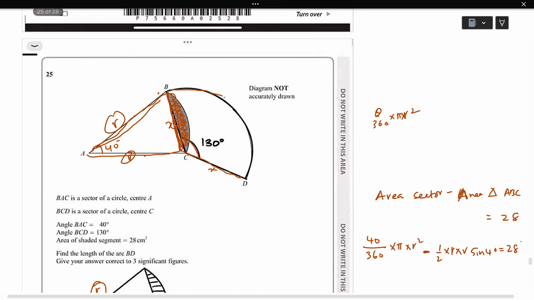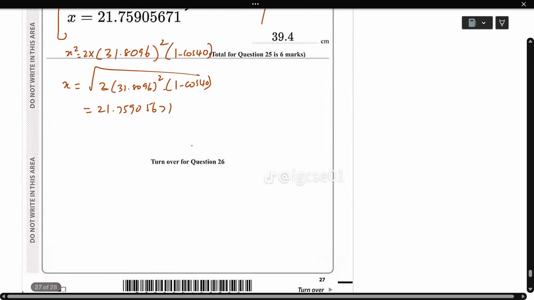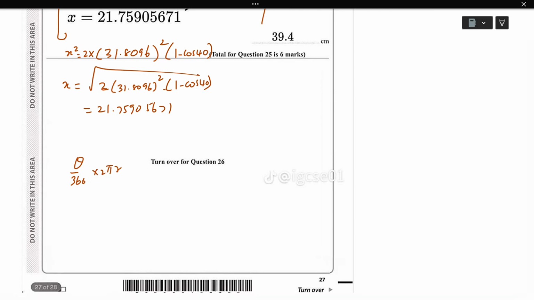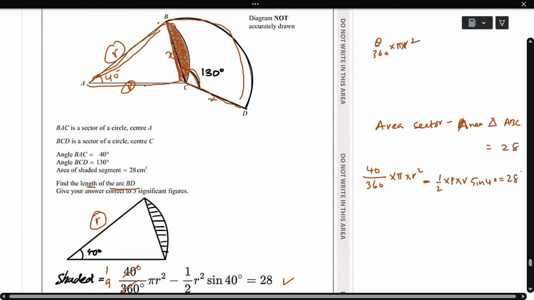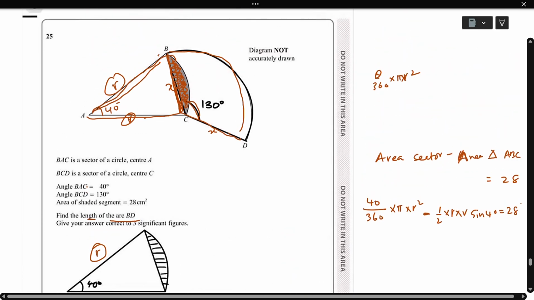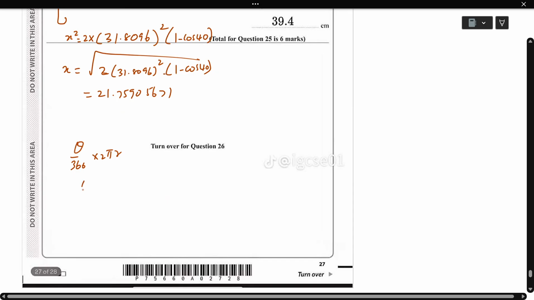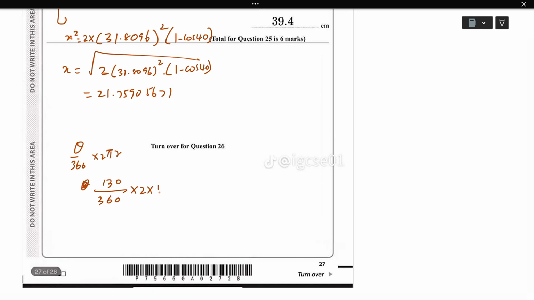Now we need to find the arc length. The question is to find the length of the arc BD. So the formula is theta over 360 into 2 pi r. Here theta is going to be 130, and the radius we took as x here. So theta 130 over 360 times 2 into pi into x.